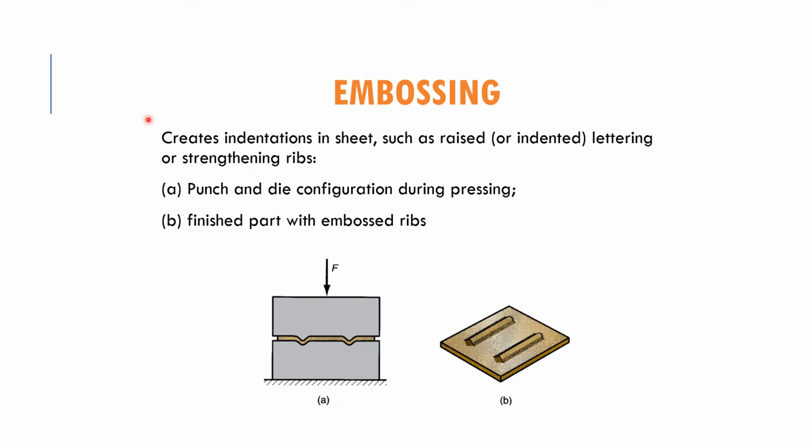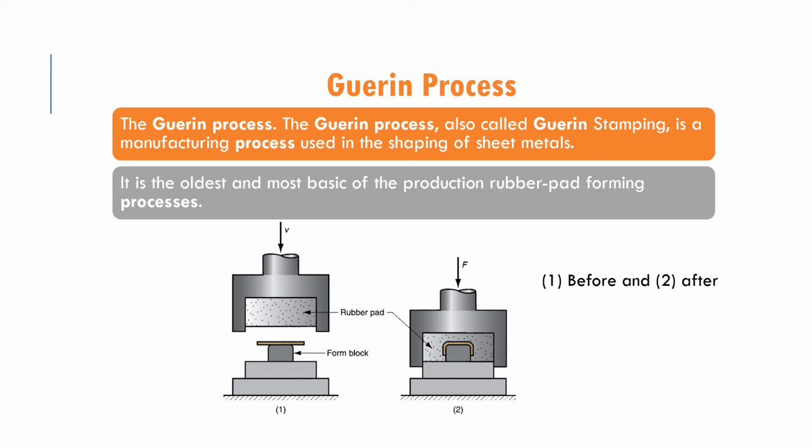Okay, so embossing is when we create indentation in the sheet, like the one that we see in this picture. So A is the picture for the punch and die that configure during the pressing process, and this is the final product that is embossed with the rib. Okay, another process is the Guerin process. So this Guerin process is called Guerin stamping.